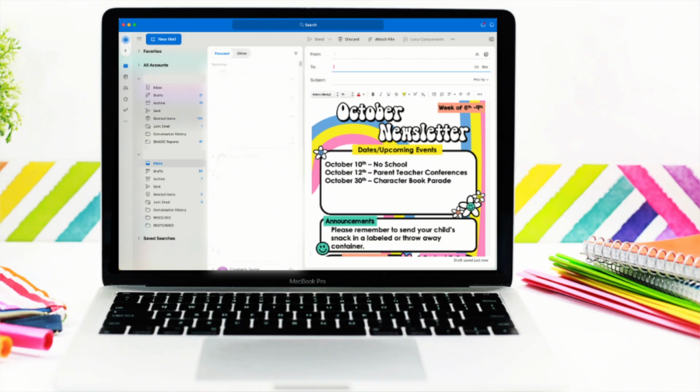Having parents be in the know limits how many emails you get. Instead of constantly being emailed about when's this due or what are the spelling words this week, they can easily view those on your newsletter. I also love that newsletters can be printed out and sent home, or you can even save them on the computer as a PDF, and you can email those out.